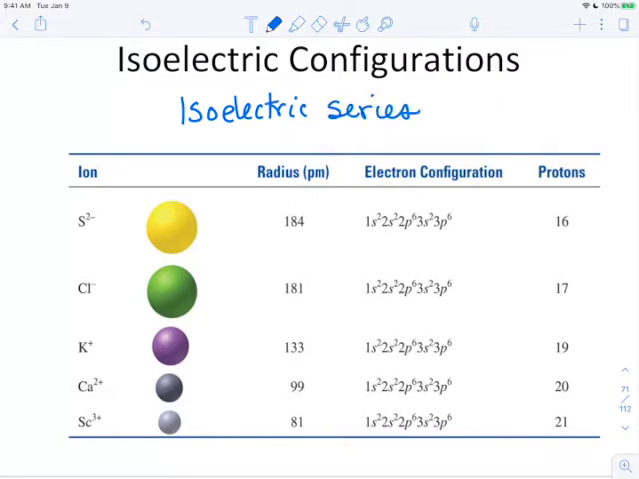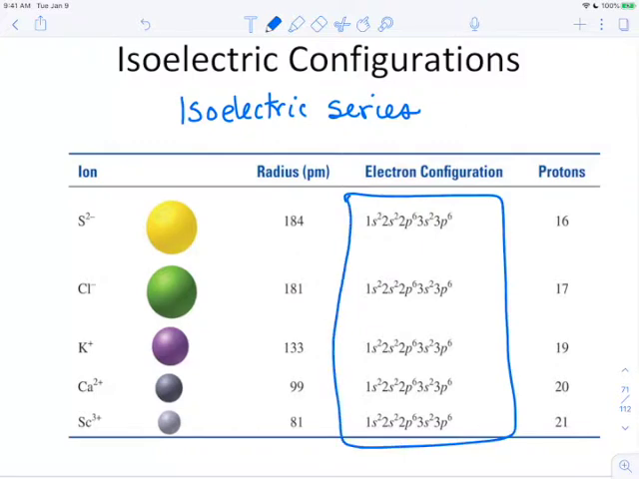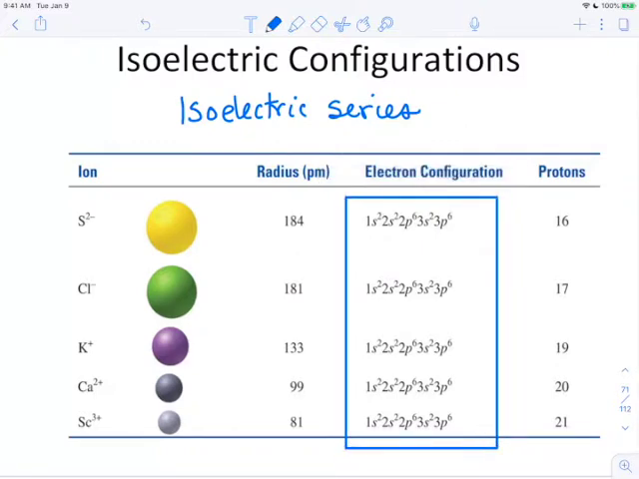All of these elements and ions are isoelectronic with each other. So if you look at their electron configuration, their electron configuration is identical. That's what makes them isoelectronic. So when we have more than two that are isoelectronic, we do refer to them as a series. Don't worry about that word series. You don't have to memorize that.